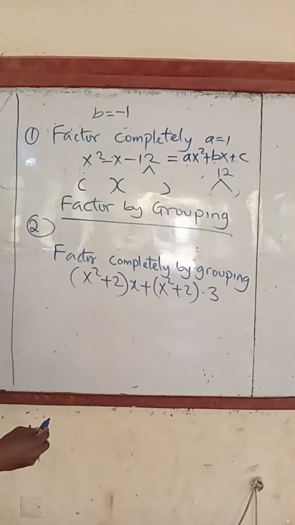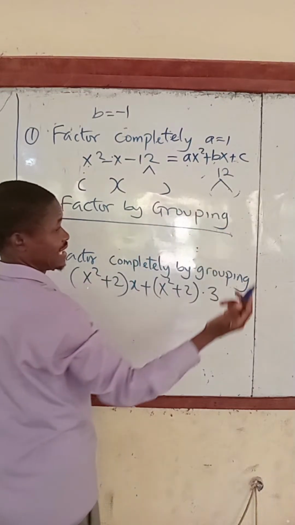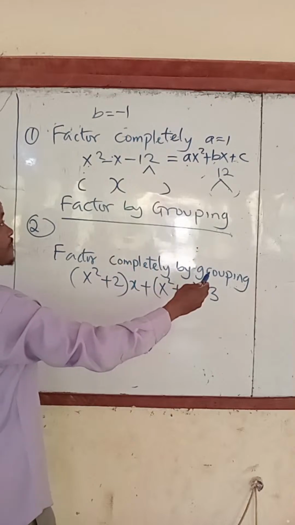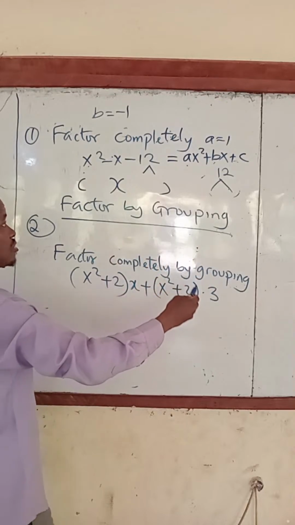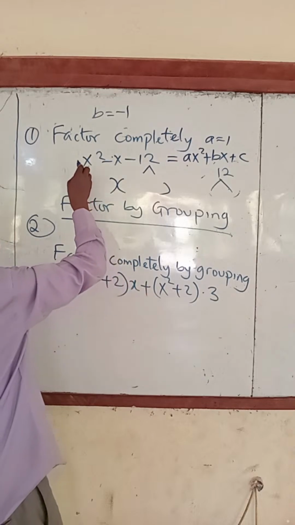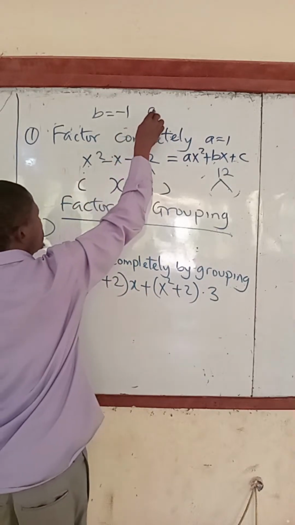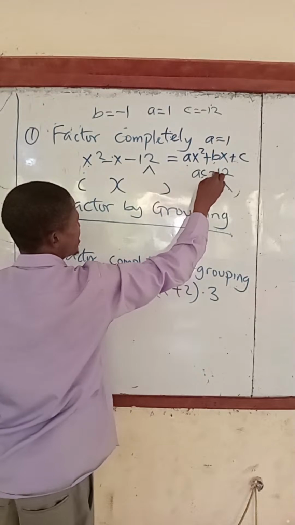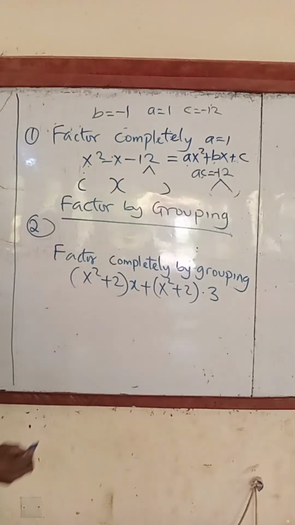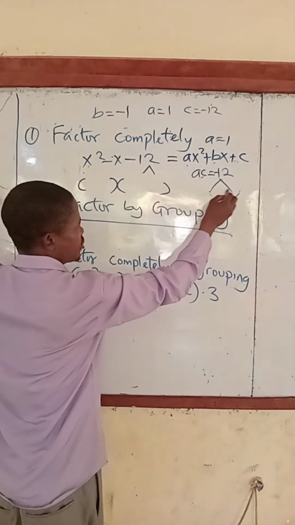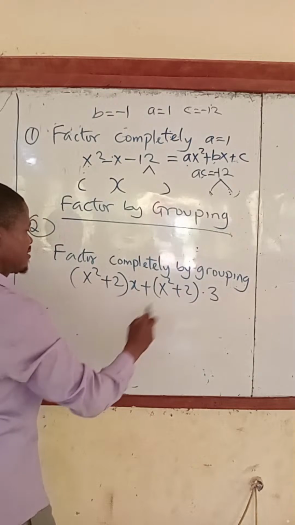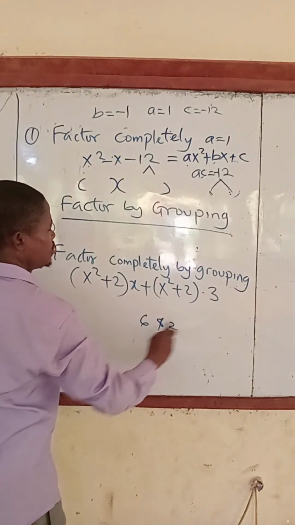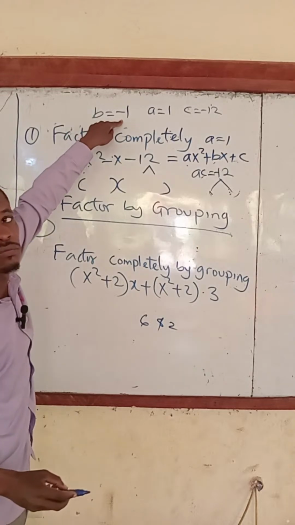We are looking for the two factors. Don't forget what I said from the beginning, that when you are grouping a quadratic expression, the a is 1, and c is -12. So your AC is -12. So then, for the sum of the two factors, let's get the factors. 6 and 2 can never generate -1.